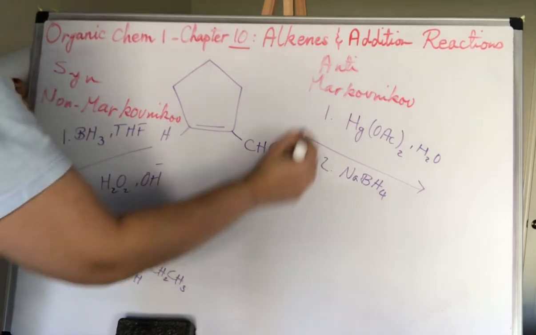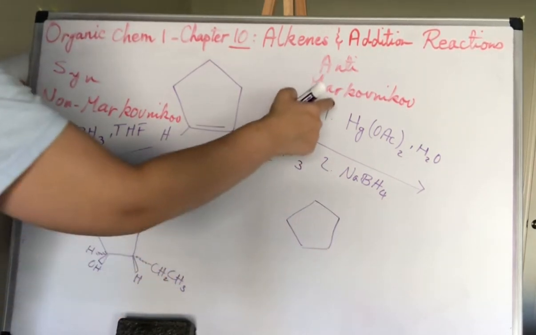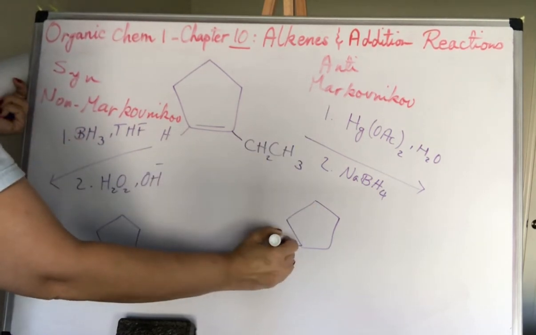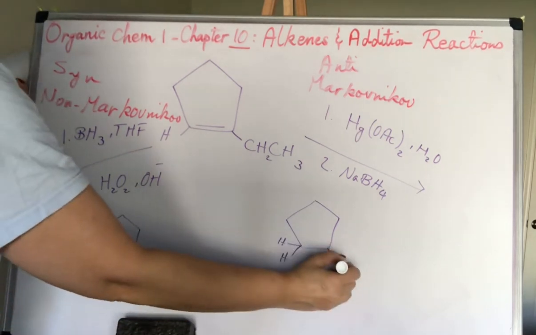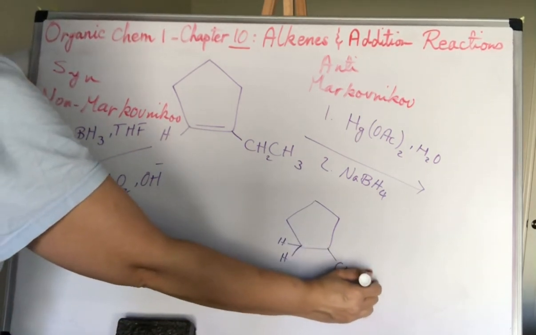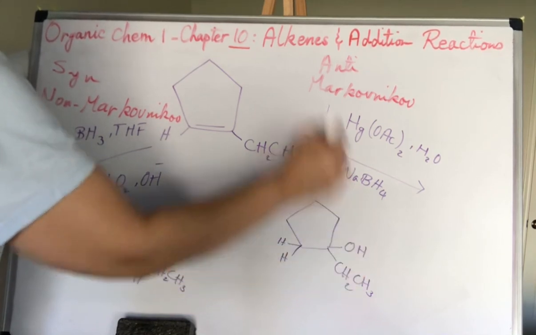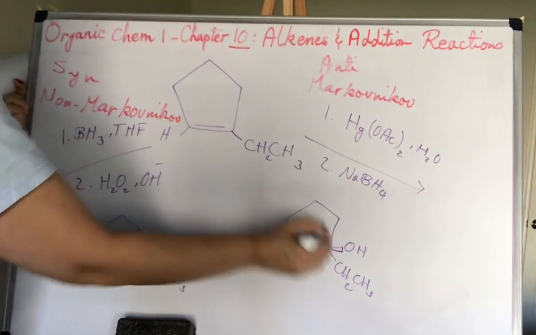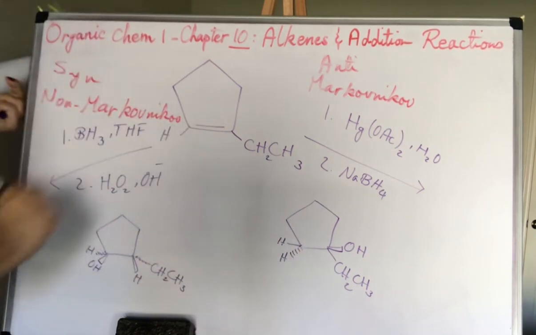The other one is just the opposite, anti and Markovnikov. So Markovnikov means a hydrogen will be added to the hydrogen-rich carbon, so we need one more hydrogen here, and we have a CH2CH3, so OH will be added to this carbon. It's anti-addition, so if OH is on wedge, the hydrogen you're adding is on dash.